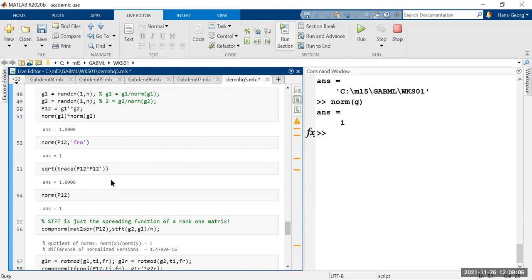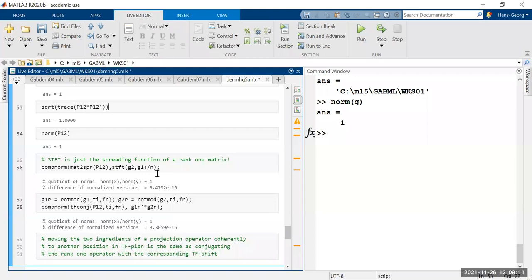And now the important thing that I really find quite amazing is that such a rank one operator has a spreading representation which is exactly the short-term Fourier transform. The only thing is, and I was always remembering this, if I don't remember the correct quotient, I'm just running this without the 1 over n, but if I see afterwards that I need a normalizing factor, then I can correct it.